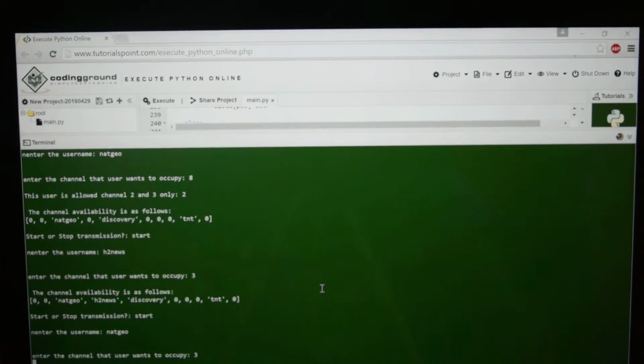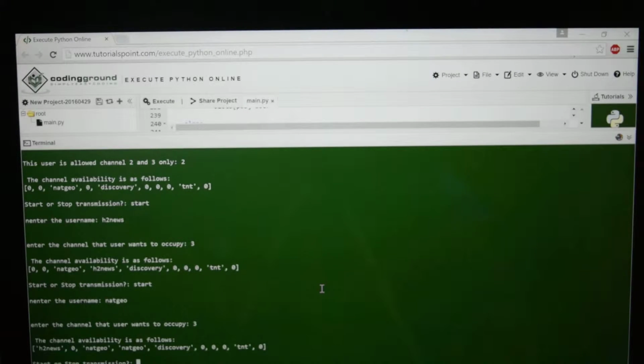So it waits for a certain time so that H2 News is shifted to the nearest vacant band. The nearest vacant band now is the lowest vacant band, with the lowest frequency. This is done because as the frequency reduces, it is easier for the users to transmit. So H2 News is now shifted to channel 0 and Nat Geo has its own channels that it occupies.